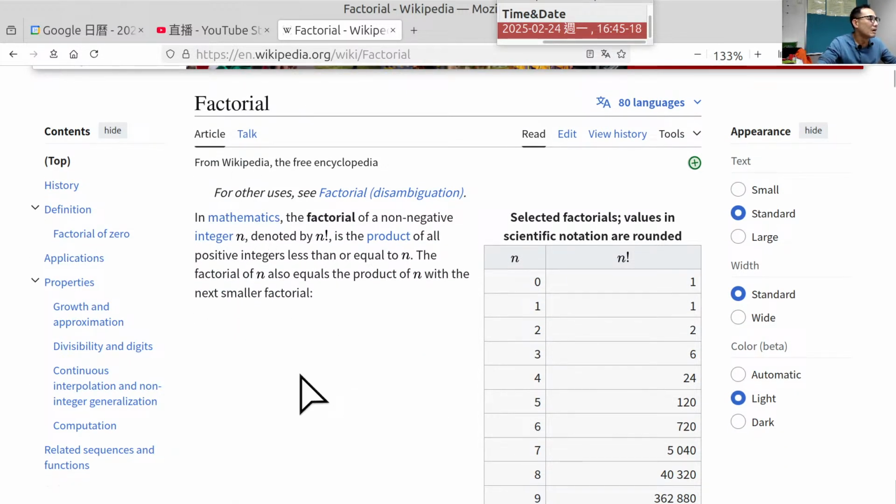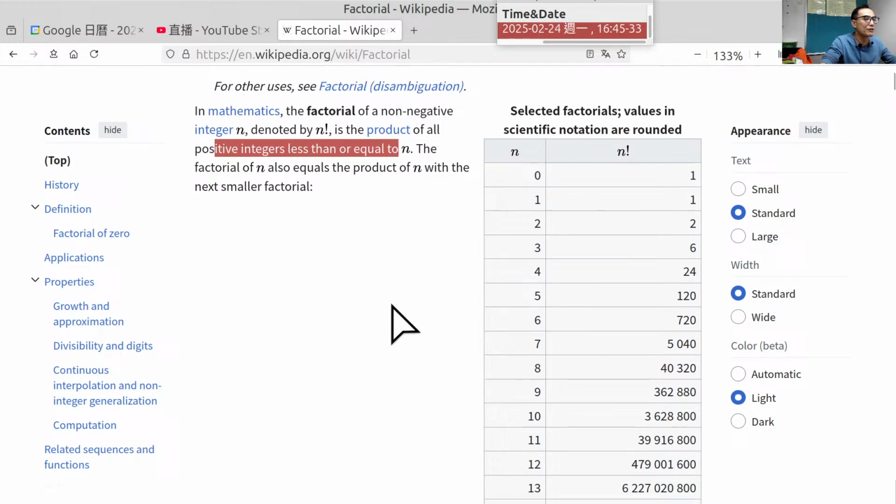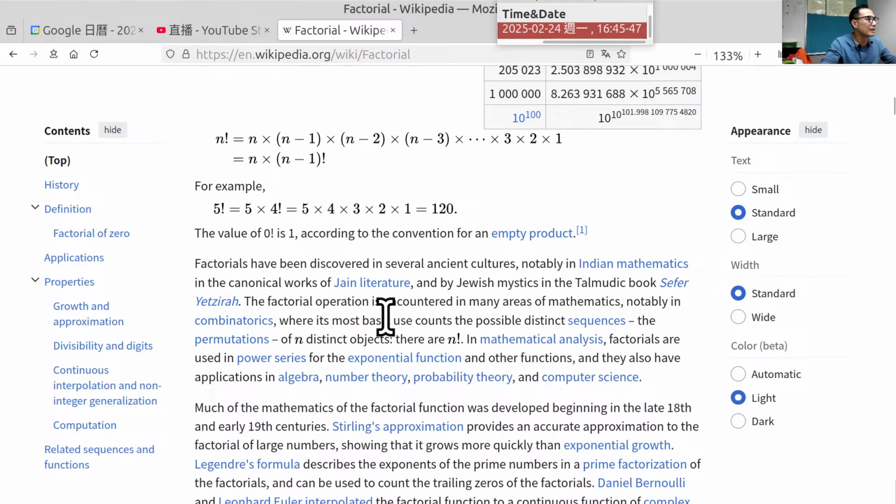Factorial. In math, the factorial of a non-negative integer n, denoted by n with this symbol, is the product of all positive integers less than or equal to the number. For example, 1 factorial means 1, 2 factorial means 2 times 1, 3 factorial means 3 times 2 times 1. Again, 5 factorial means 5 times 4 times 3 times 2 times 1.